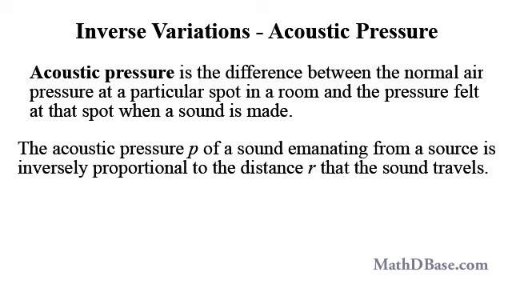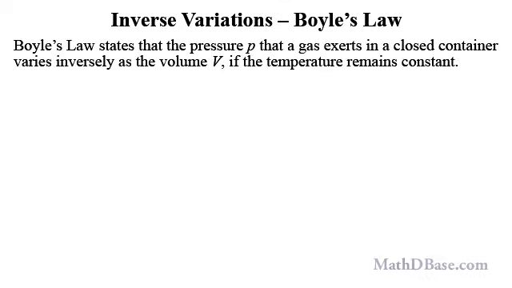The acoustic pressure P of a sound emanating from a source, such as a radio or an MP3 player, is inversely proportional to the distance r that the sound travels. And we say that P varies inversely as r, or P varies as 1 over r, or P is inversely proportional to r.